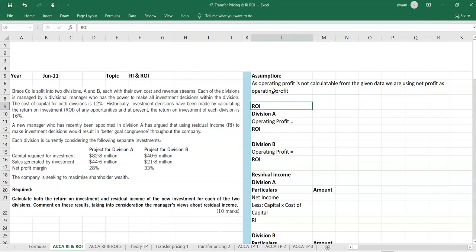So we look at here. For division A, operating profit, first we'll find it out. Operating profit would be, they have given us sales, so that was 44.6 multiplied by the net profit margin, which is 28%. Solve this and you get the answer. So this is 12.48. It's a dollar million. So just mention that.